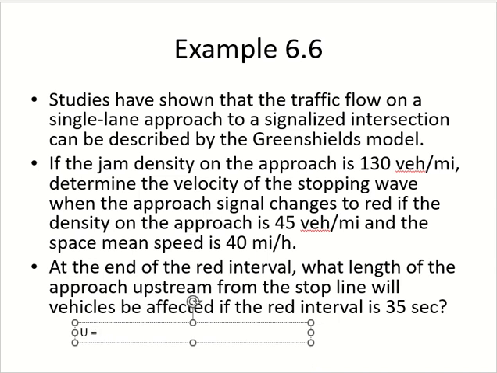According to the Greenshields model, speed equals free flow speed times 1 minus k upon kj. Now I have the space mean speed before, which is 40, so u is 40. I am trying to find out UF. The density before is 45 and the jam density is 130. So UF times 1 minus 45 divided by 130. So how much is UF?